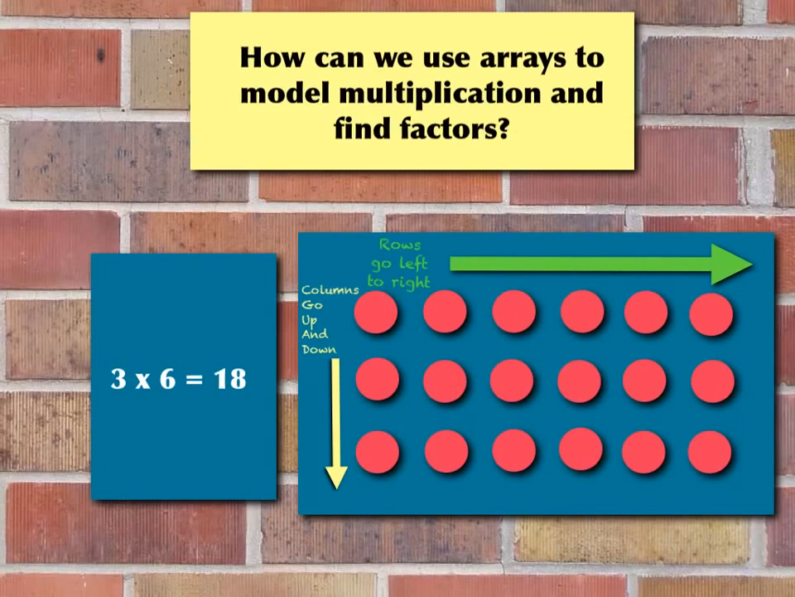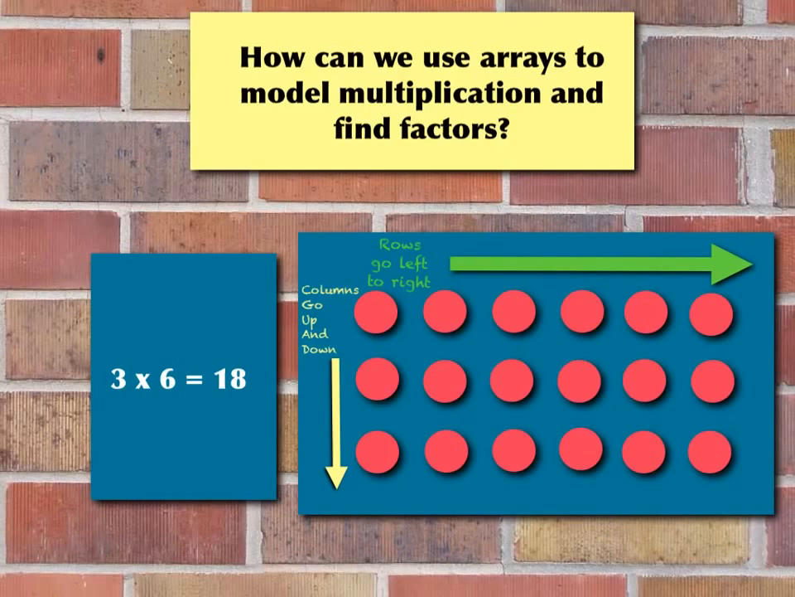So let's just review one last time. Our question was, how can we use arrays to model multiplication and find factors? We learned that in arrays, columns go up and down, and rows go left to right. So when we look at a problem and we want to find the factor, we need to look at the rows and then the columns.